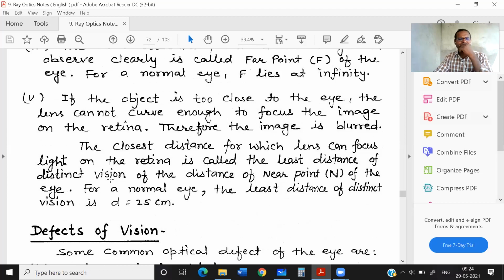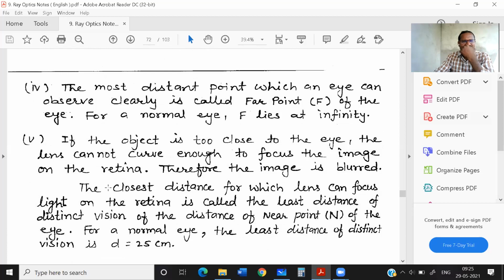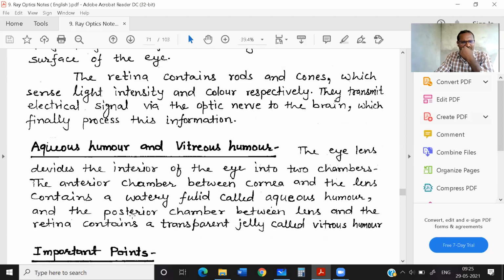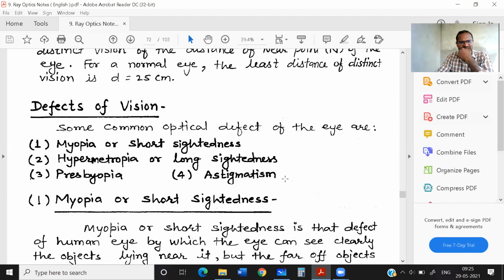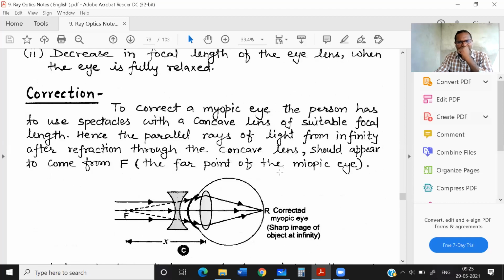Clear? Important points about these all things not required. Myopia, hypermetropia, short-sightedness. Correction. Sorry, myopia can be corrected by concave lens. This myopia we can correct by using concave lens. And what should be the focal length of that concave lens? Focal length of that concave lens is nothing but its far point.